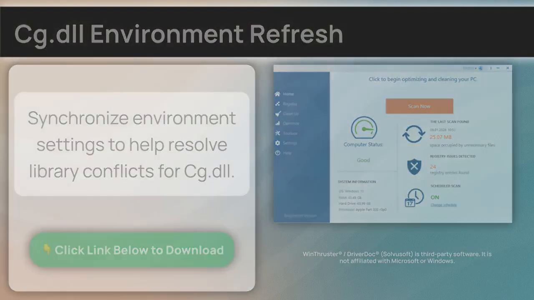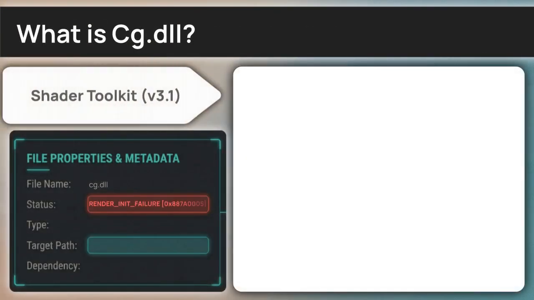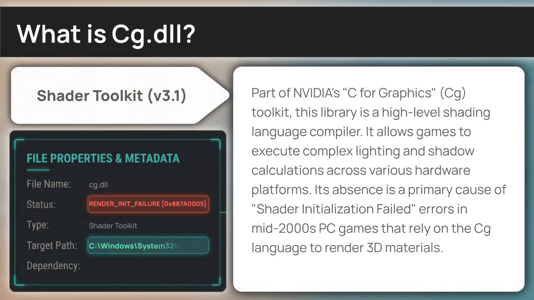This is the Cg library, part of NVIDIA's C for Graphics, Cg Toolkit. This library is a high-level shading language compiler. It allows games to execute complex lighting and shadow calculations across various hardware platforms. Its absence is a primary cause of shader initialization failed errors in mid-2000s PC games that rely on the Cg language to render 3D materials.